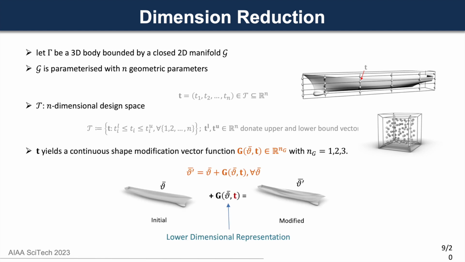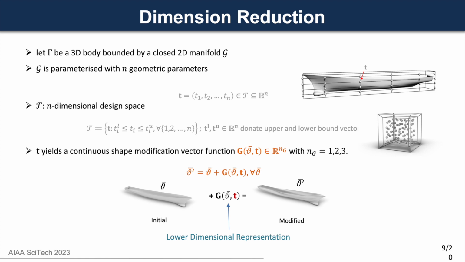With this, the T yields a continuous shape modification function, a vector function G, whose dimensionality is 3 because we are considering a three-dimensional design shape. So for any parametric instance in this design space, we take that and add it to our shape modification function, and this gives us a modified design.